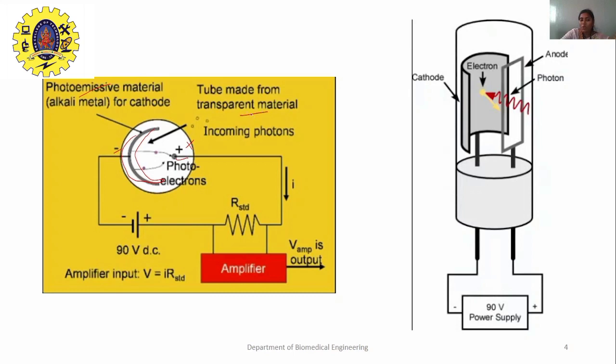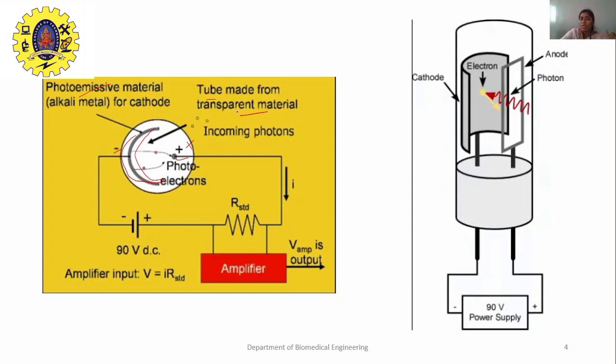It is very important. The material used for making the tube is another important factor to be considered. If the material is opaque, the light will not penetrate the tube and will not strike the cathode, because opaque means it will reflect all the light. So it will prevent the passing of light to the cathode.